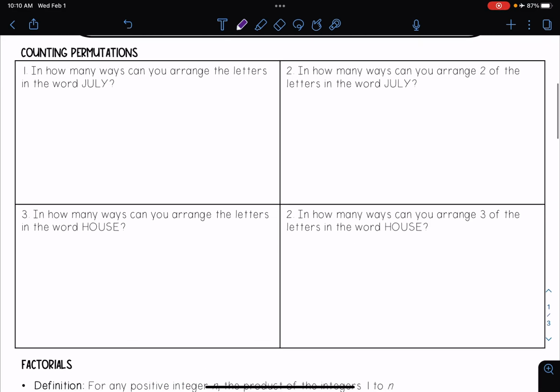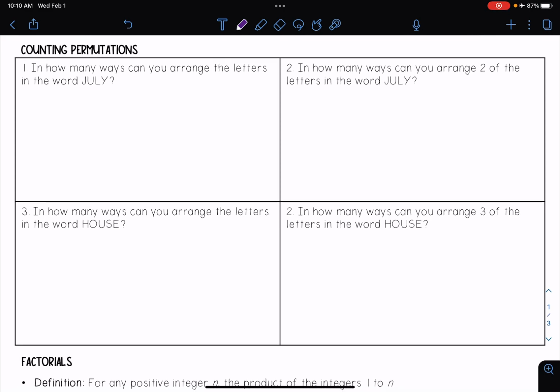But for this first set of examples, we're going to do kind of like that previous example, where we count permutations. So for number 1, it says, in how many ways can you arrange the letters in the word July? So we're looking at the number of permutations. So I need to see, okay, how many choices do I have for the first letter? Multiply that by the choices I have left for the second letter, times choices for the third letter, and choices for the fourth letter, because there's 4 letters in total.